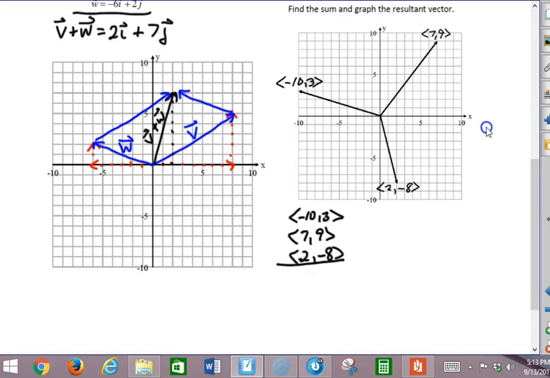So here I would have negative 10 plus 2 plus 7, this is negative 1. 3 plus 9 plus negative 8 is 4. So these are the x and y components of the resultant vector. So if I go over negative 1 and up 1, 2, 3, 4, this is the component vector. So adding the other three vectors together, that's what I end up getting. So using components is really simple for vector addition.